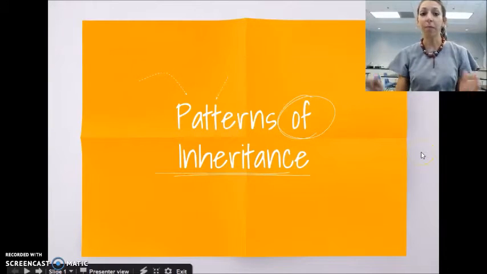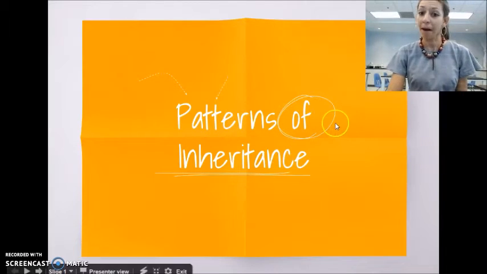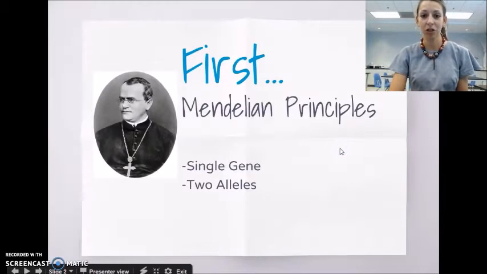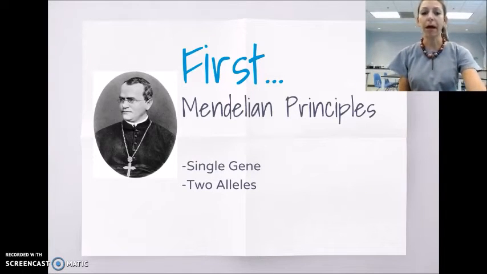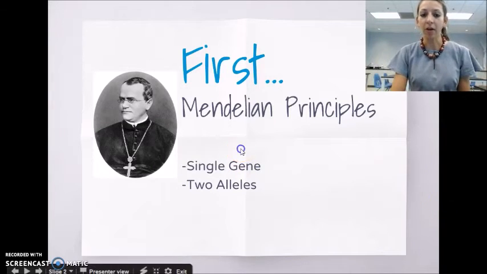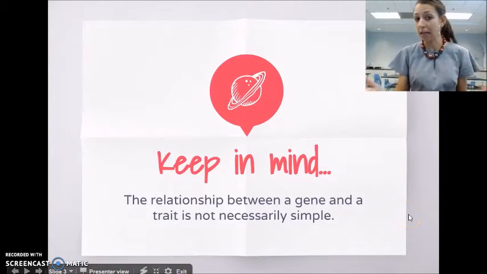Hey guys, so we've gone through basic patterns of inheritance. Now we're going to go through a little bit more complex patterns of inheritance in this video today. So, remember we went over first our Mendelian Principles. Mendelian Principles are generally ruled by a single gene, and we're going to have two alleles that we're talking about for the most part. Today we're going to talk about instances where there might be multiple alleles and how that works with inheritance. So keep in mind, the relationship between a gene and a trait is not necessarily simple.